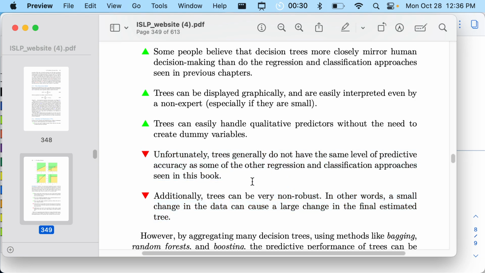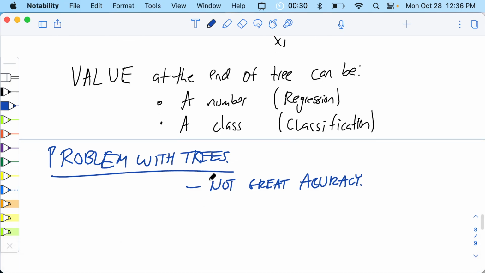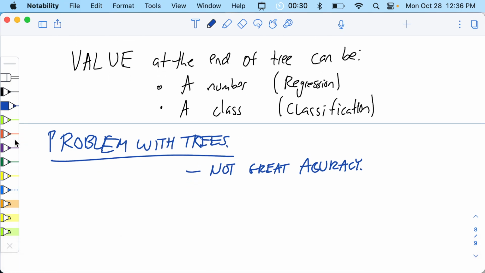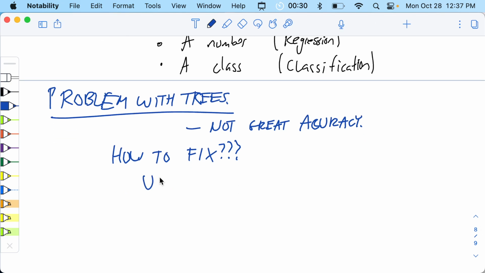But fortunately, there is a way you can beef up your trees. How to make better trees. So not great accuracy. How to fix? The answer is, one tree is kind of weak and not very good for accuracy, but many trees combined are very good. So use a forest. And a forest means many trees.